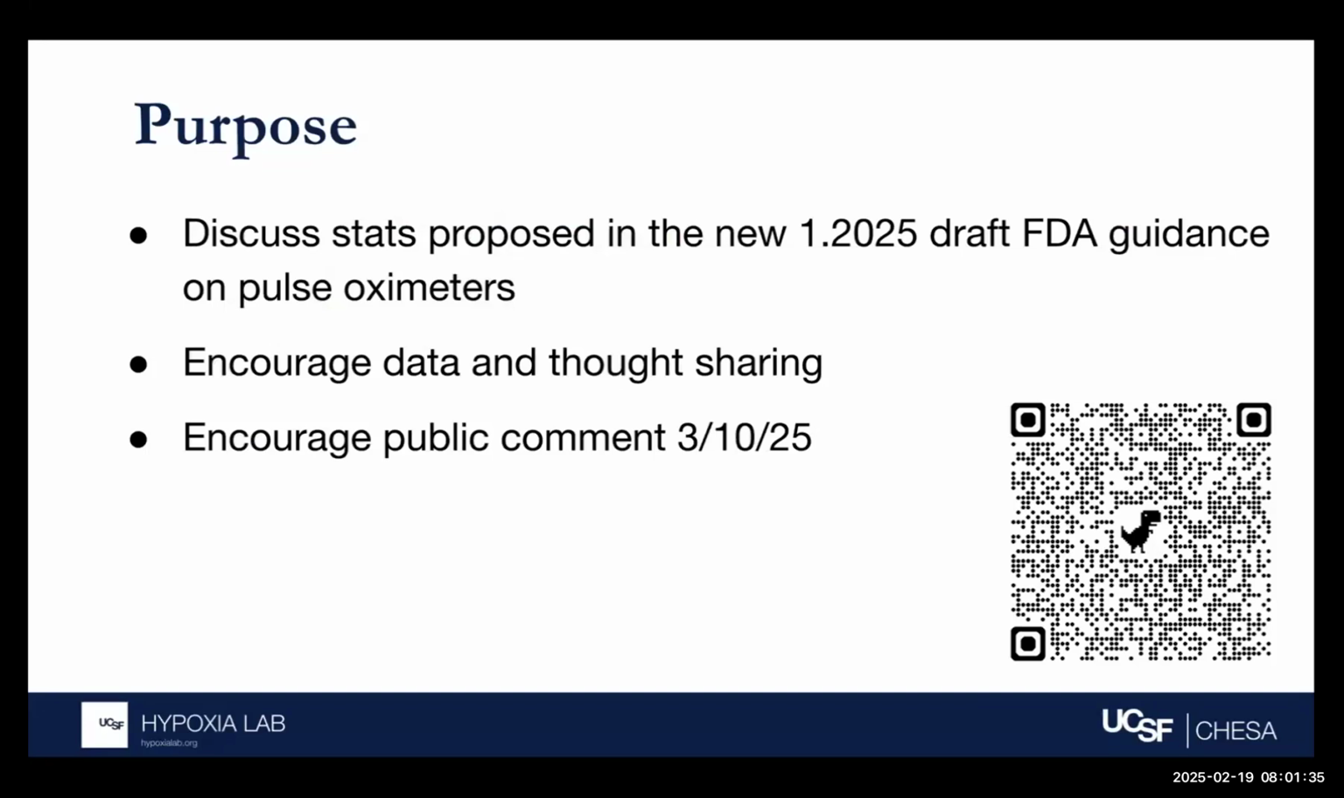The purpose of this particular meeting is going to be relatively focused. We're going to talk about some of the new changes in the FDA draft guidance on pulse oximeters that came out in January 2025, which I'm guessing most folks on this call have already familiarized themselves with, but we're going to dig a little bit deeper into some of the statistics that are proposed in that. And that's the main focus of this meeting.